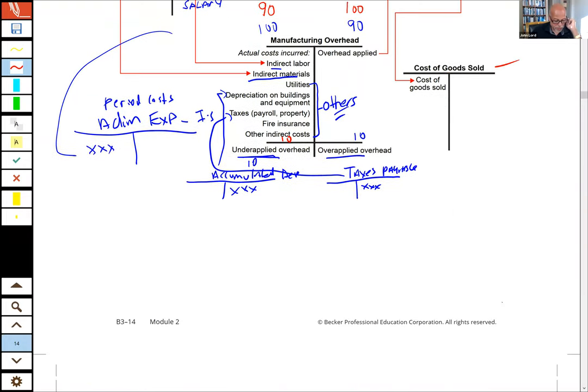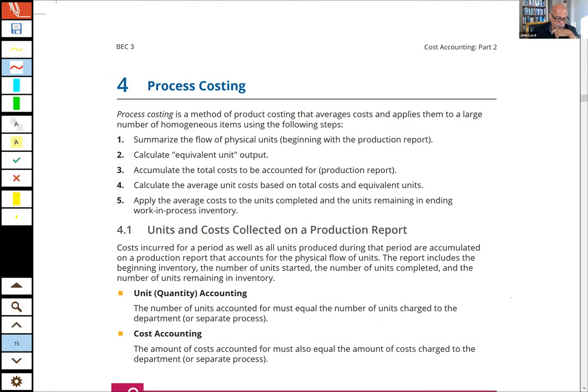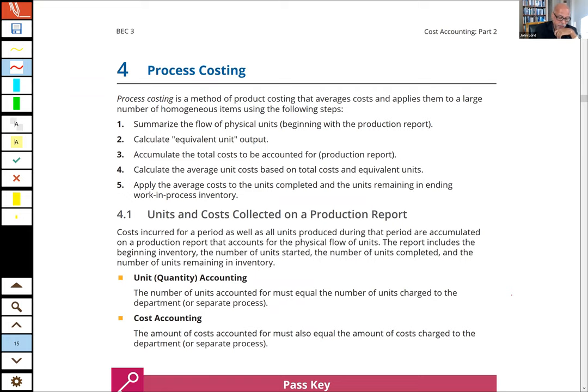All right, good. That's a good point for a break. We're going to take a break right now. And then we're going to talk about our process costing, which, as I've already said, really applies if we're dealing with a large number of homogeneous goods. For example, we're producing box after box of cornflakes.